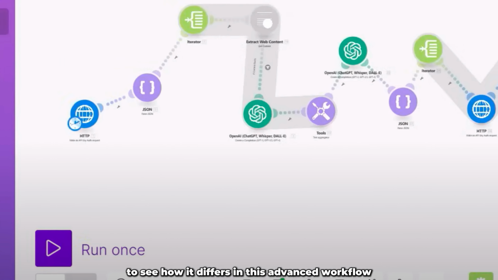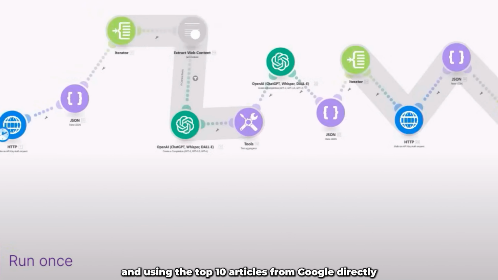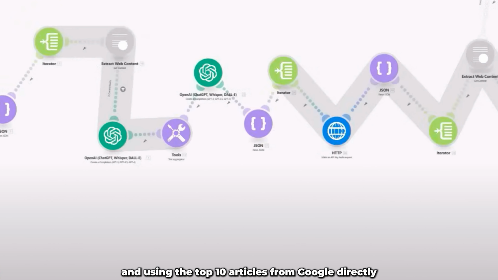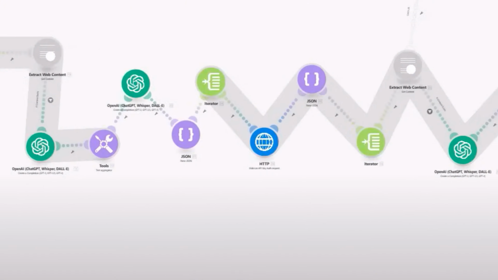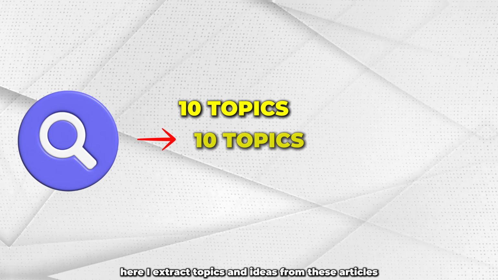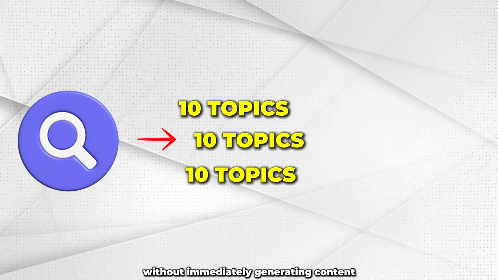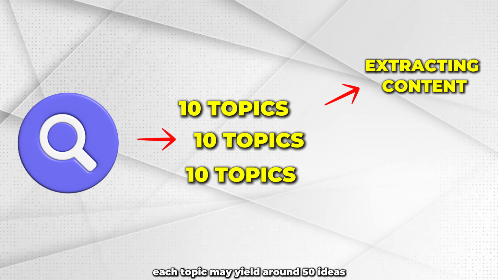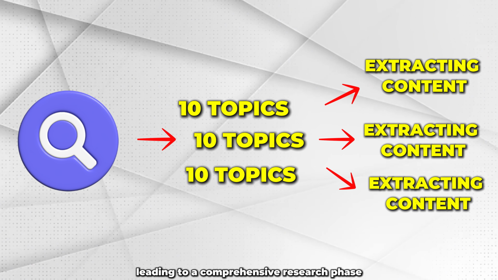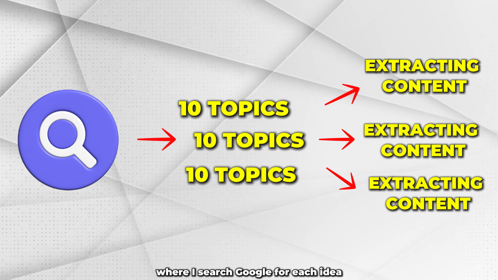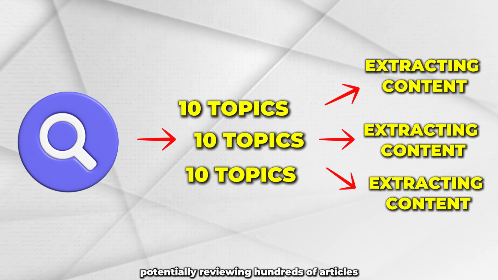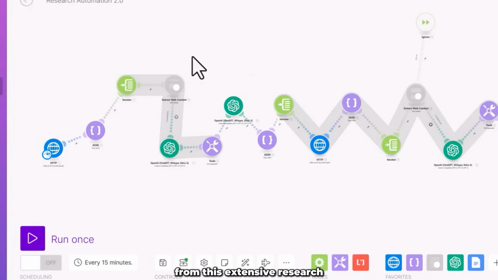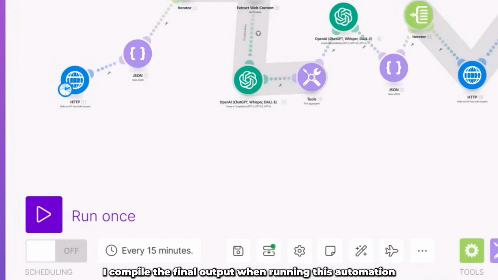In this advanced workflow, instead of simply retrieving and using the top 10 articles from Google directly, I'm taking a different approach. Here, I extract topics and ideas from these articles without immediately generating content. Each topic may yield around 50 ideas, leading to a comprehensive research phase where I search Google for each idea, potentially reviewing hundreds of articles. From this extensive research, I compile the final output.